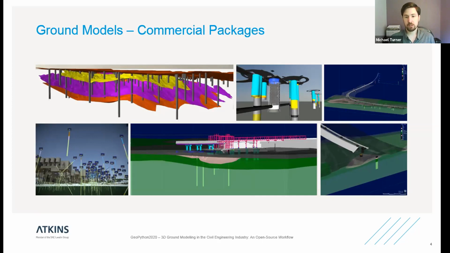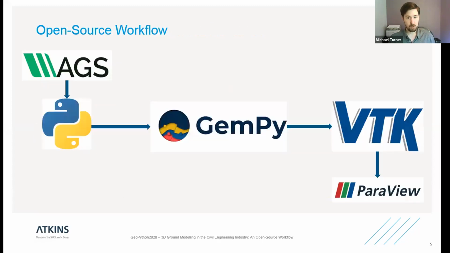So to overcome this, we decided to undertake some early stage proof of concept testing for a workflow for 3D ground modeling that just uses solutions that already exist out there in the open source ecosystem. The workflow itself is super simple. It's just ingestion of this AGS data format into a general Python data structure. We then use the GemPy project to calculate the 3D ground model, and then output and visualization in VTK.